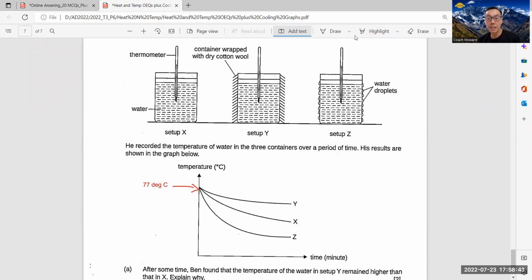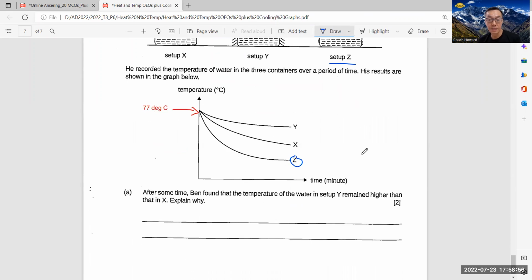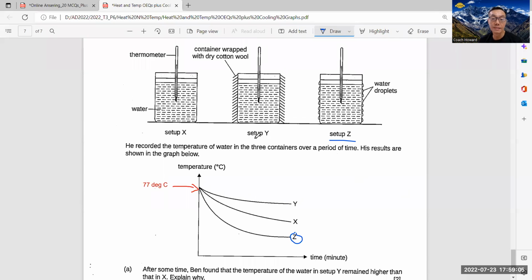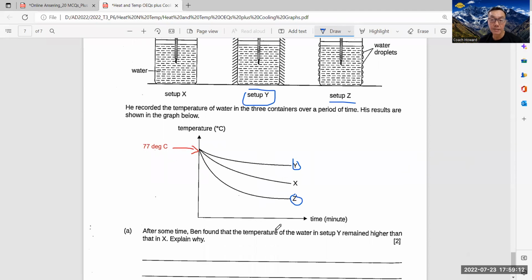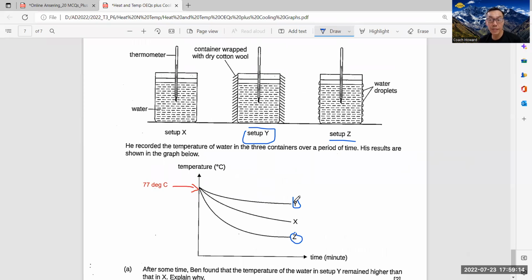From here immediately, I will know that setup Z cools the fastest because the graph has a very steep slope, right? So this indicates that setup Z cools the fastest. Now they ask you, after some time, Ben found the temperature of water in setup Y remained higher. Setup Y, which is here, remains higher than X. So now you are supposed to explain why it remains higher.